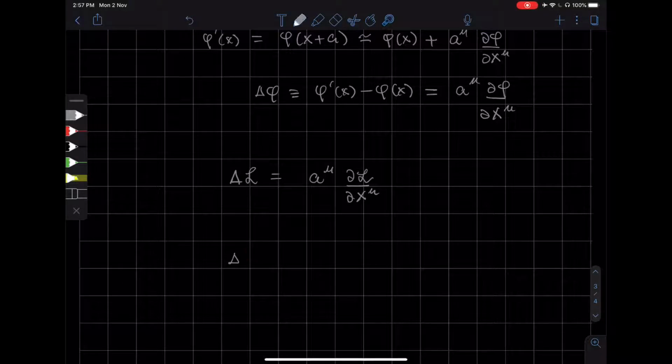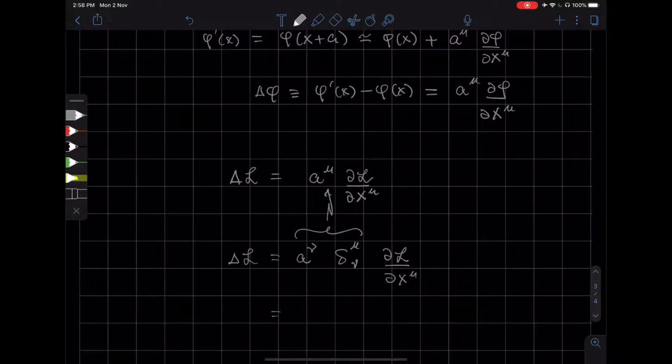We can write delta L to be A of, say, mu, and then we get a Kronecker delta with mu upstairs, mu downstairs. Of course, this thing gives me this. And then we have del L, del of x of mu. And then we can write A of mu times del of x mu. So these are just constant numbers, so they can be brought inside the brackets.